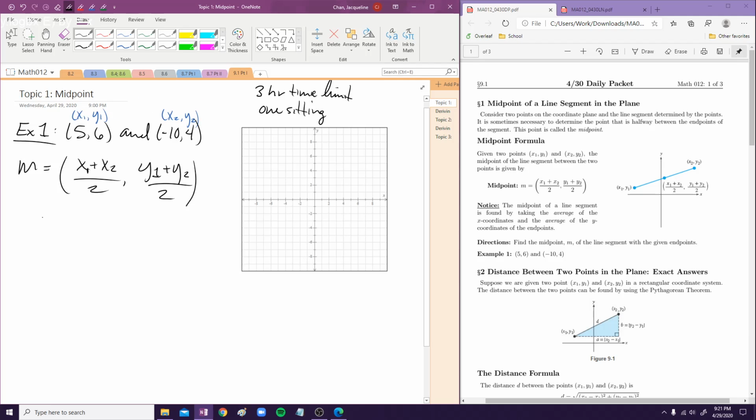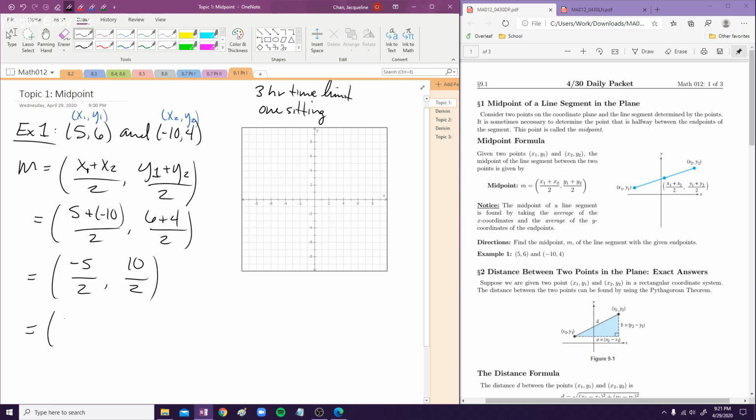All right? And I'm just going to plug in my points. So x1 we know is 5, x2 is negative 10. We can divide that by 2. y1 is 6, and y2 is 4. When I add this, 5 plus a negative 10 is negative 5, and then over 2. And then I have 6 plus 4, which is 10 over 2. Right? So no decimals, keep it as an improper fraction.